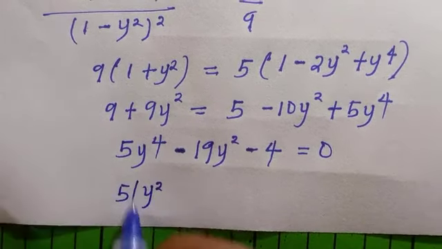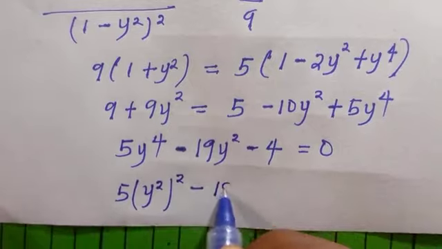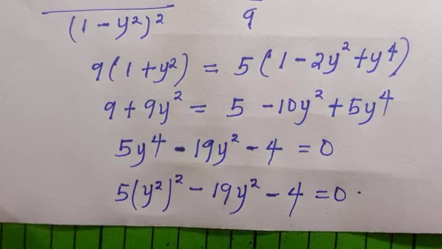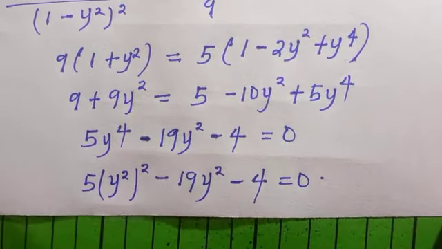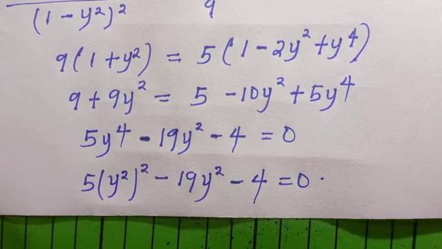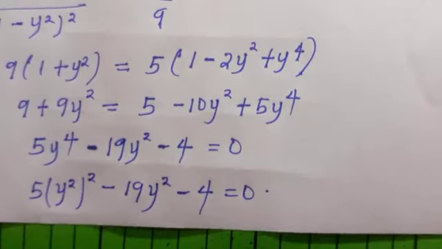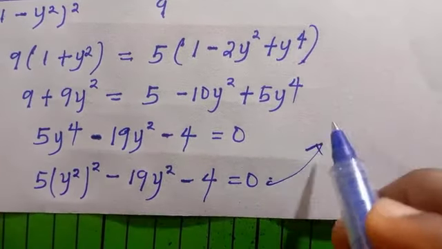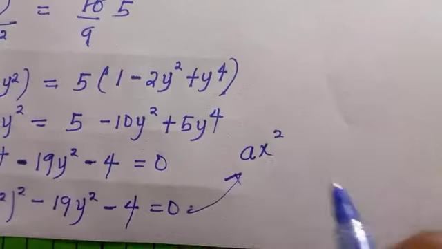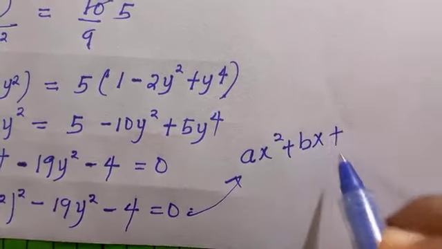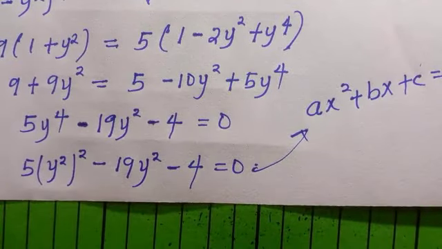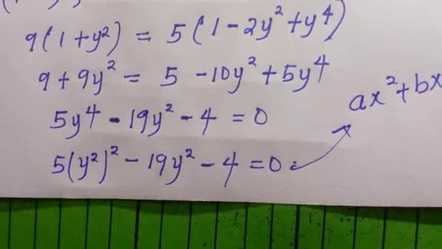Then what we do here is, if we have this as y squared all squared minus 19y squared minus 4 equals 0, this looks like a quadratic equation of the general form ax squared plus bx plus c equals 0. Let me just write it: ax squared plus bx plus c equals 0. It looks exactly the same thing, but instead of x we have y squared here.